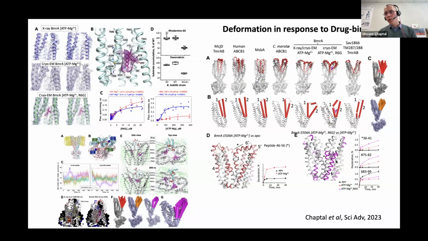And we hypothesize a hand fan motion. You can see that this part is really stable in the monomer, but this part is really mobile. Then we confirmed that with molecular dynamics simulation on BmrA: when there's no substrate, it's really mobile, but when the substrate is present, the structure is more closed and it's not moving as much. We also did proton deuterium exchange to show that this group is much more flexible in the absence of drug compared to the presence of drug. This drug is rhodamine 6G, and we're going to continue with this drug for a few moments.